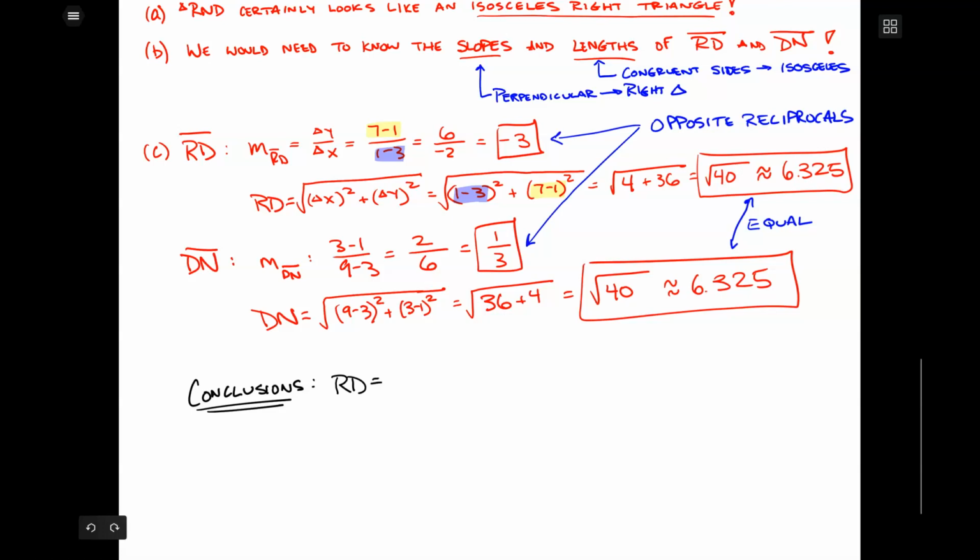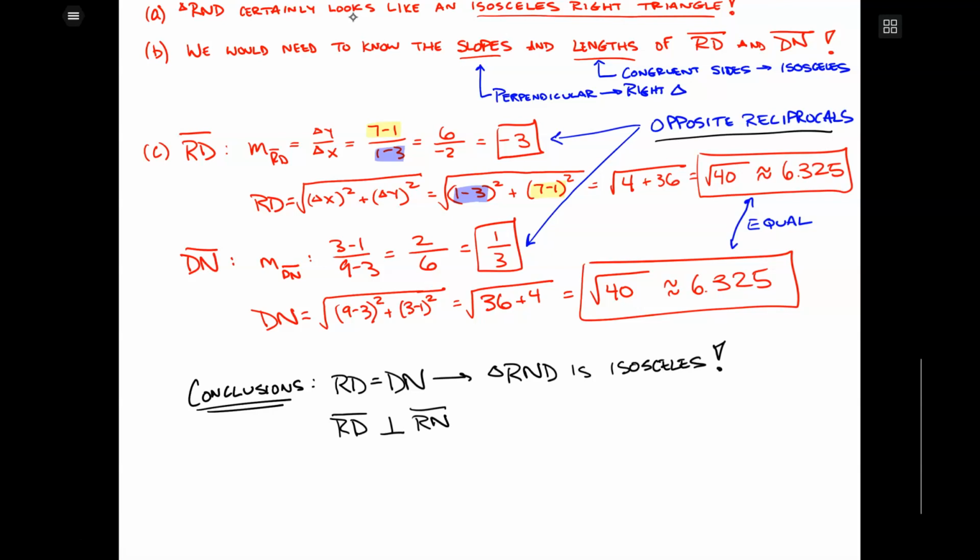Length RD is equal to length DN. That means triangle RND is isosceles. And we also have the relationship RD is going to be perpendicular to segment RN. Why? Because of that opposite reciprocal relationship between the slopes. That means the triangle RND is a right triangle. So our conclusions were correct.